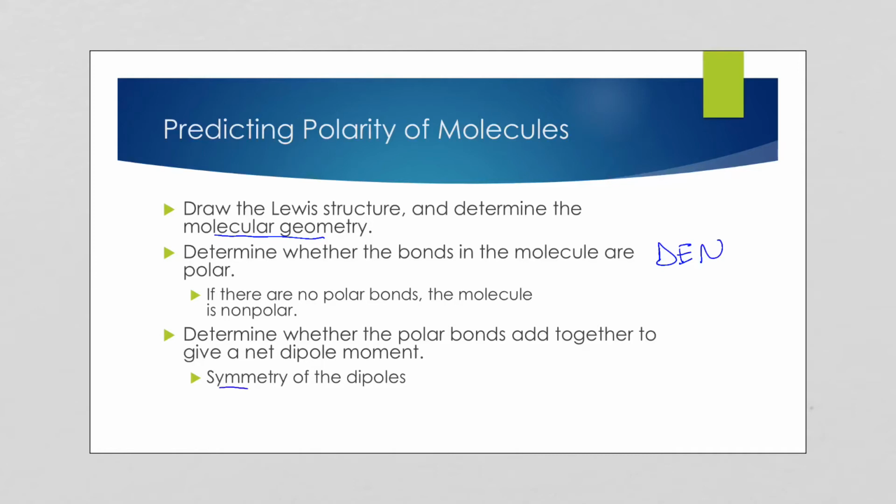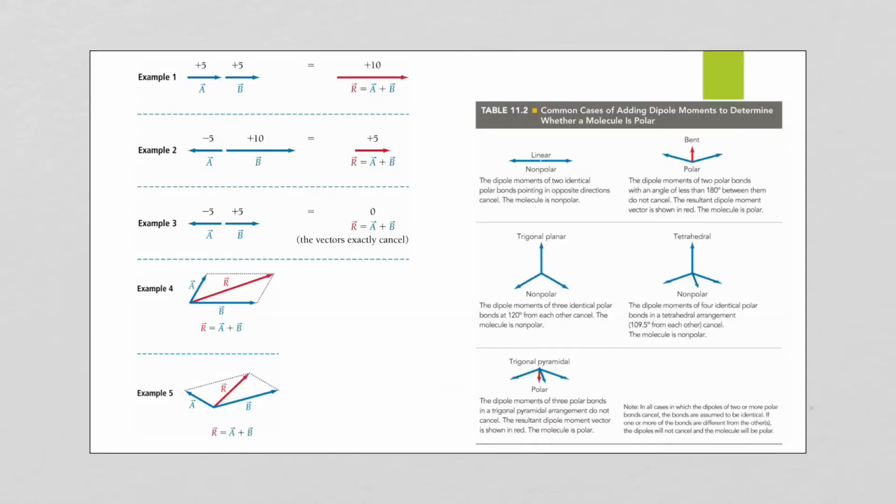So we need to assess the symmetry of the dipoles, or another way to think about that is we have to look at the symmetry of the molecule. And that's going to come down to the geometry. So we're going to need to look at the geometry and see if that's a symmetric geometry or a non-symmetric geometry. Okay, so let's see how that works. Let's look at some examples here.